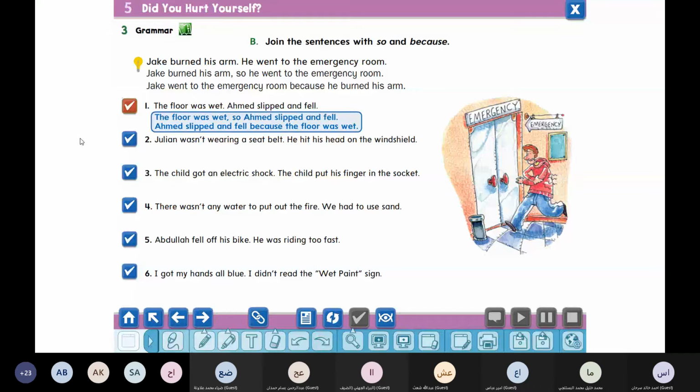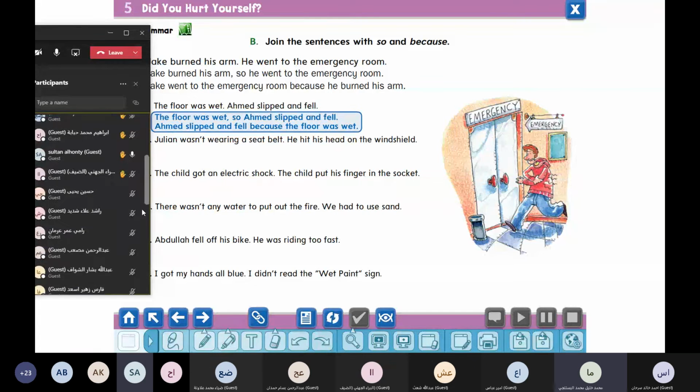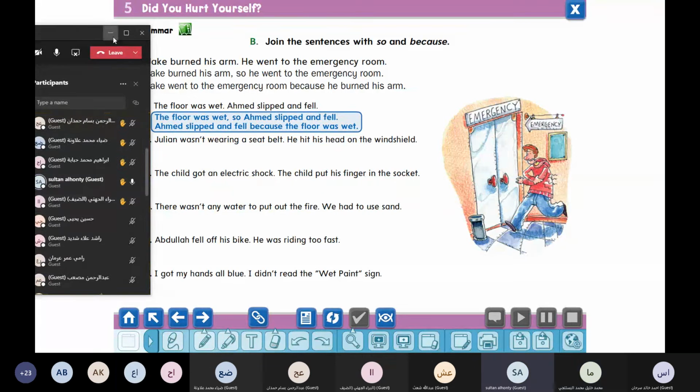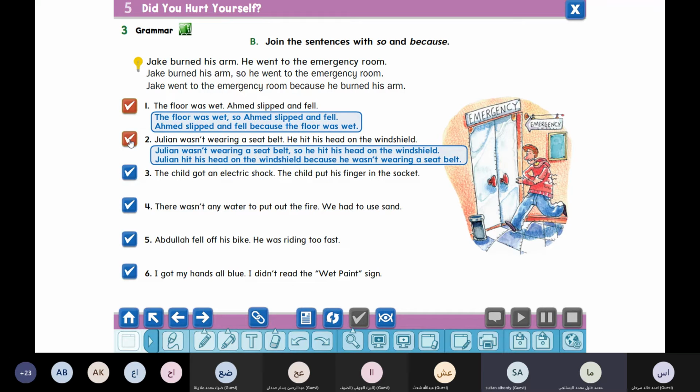Number 2. Yalla, Amir or Sultan. Where are you, Sultan? Here, teacher. Yes, please. Julian wasn't wearing a seat belt. He hit his head on the windshield. Julian seat belt, so he hit his head on the windshield. We can say it in another way. Julian hit his head on the windshield because he wasn't wearing a seatbelt.